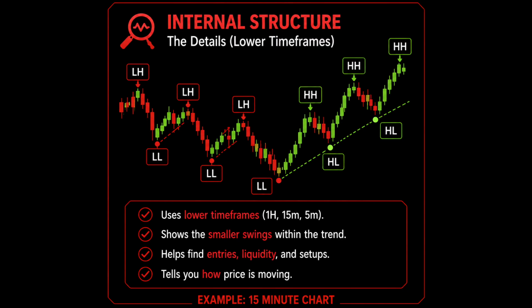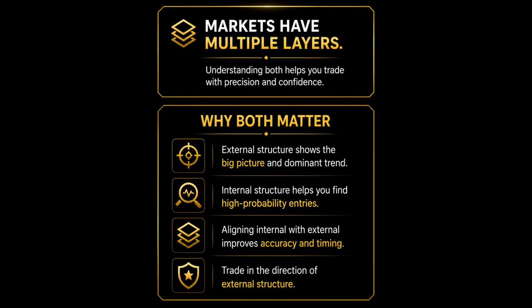Internal structure helps traders fine-tune their timing and identify precise areas to enter trades. Think of internal structure as the detailed route you take while following the roadmap provided by external structure. This is why both are important. External structure tells us where the market is going. Internal structure tells us how price is getting there. The highest probability trades occur when both structures align.